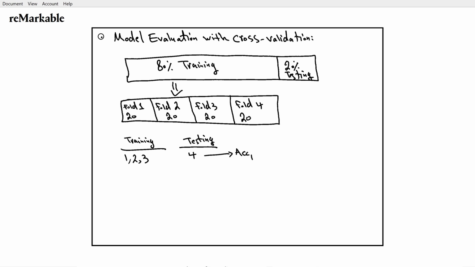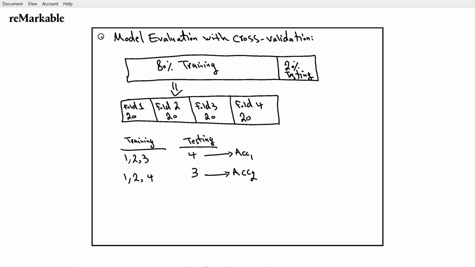Then what I can do is I'm going to say there was nothing special about fold 4. Why not use fold 3 for testing? And so if I set aside the 20 rows in fold 3 for testing, now, again, I'm left with 60 rows to train, and that's going to be folds 1, 2, and 4. And again, I can compute another accuracy number. I'm going to call this ACC2. This is my second measurement of the accuracy of the system.